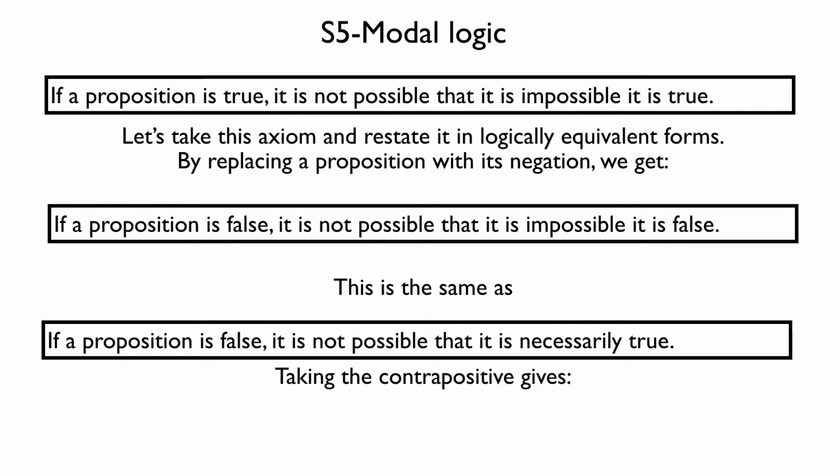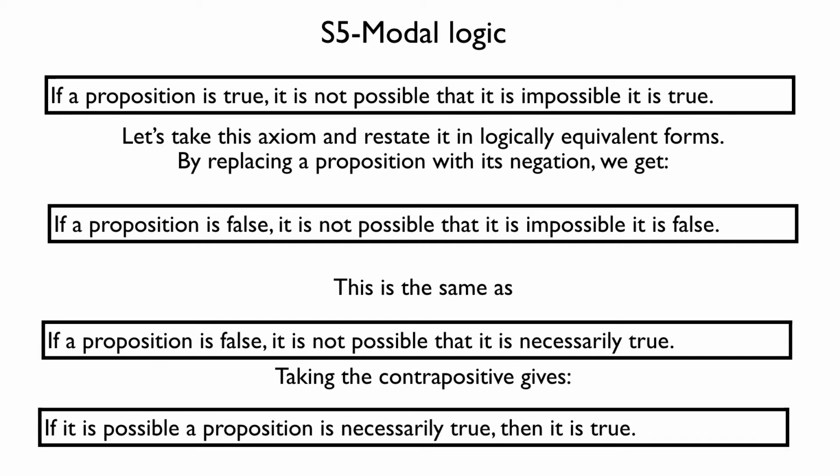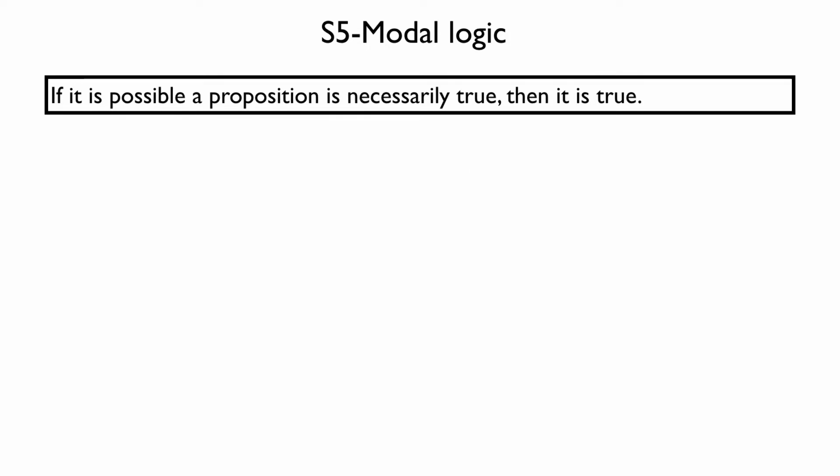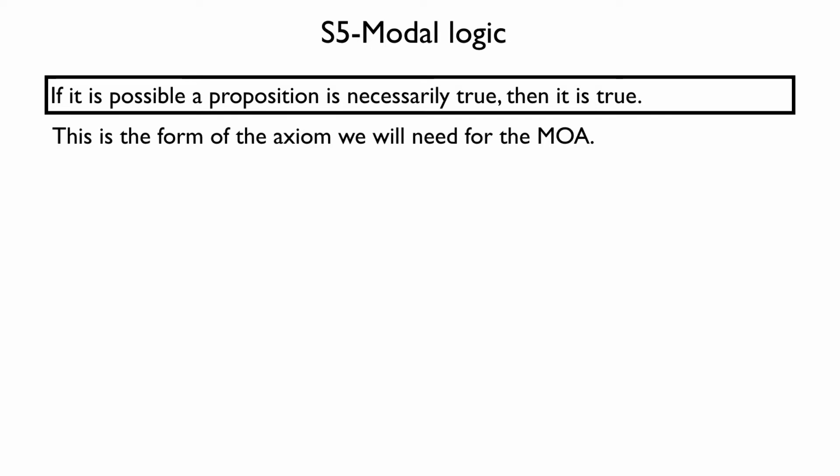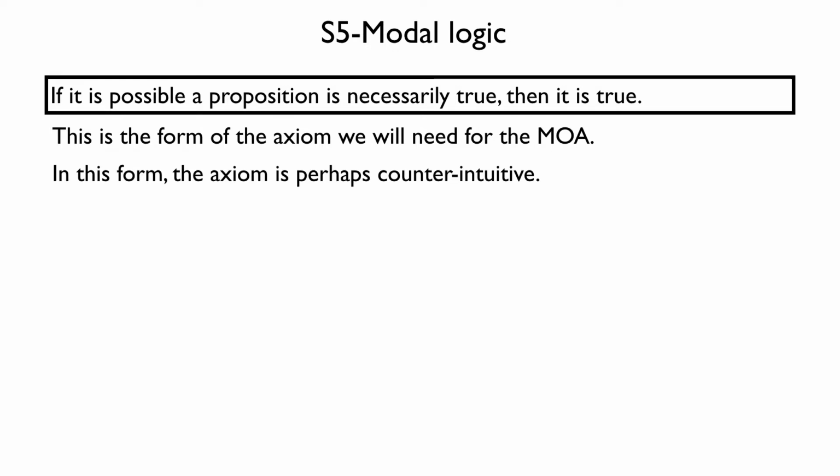Unicorns exist. Taking the contrapositive gives, if it is possible a proposition is necessarily true, then it is true. So if it is possible a proposition is necessarily true, then it is true. This is the form of the axiom we will need for the modal ontological argument. And in this form, the axiom may perhaps appear to be counterintuitive. Wait, just because it's possible a proposition is necessarily true, somehow magically that means the proposition is true?